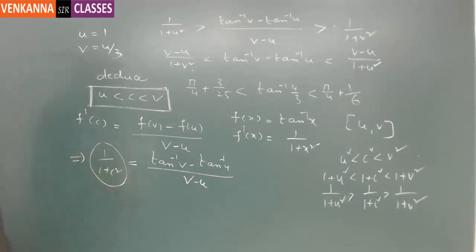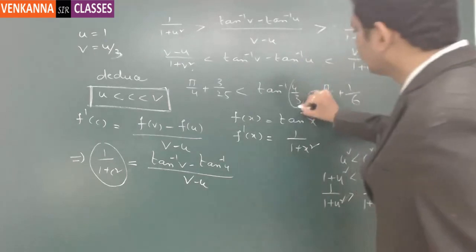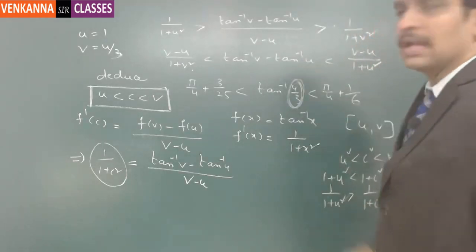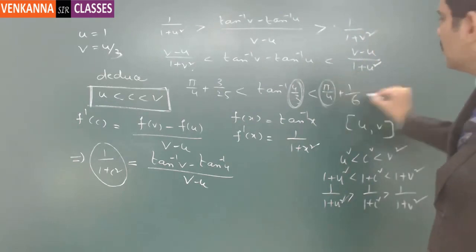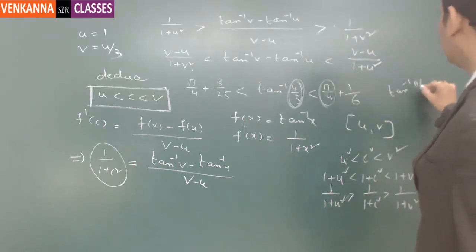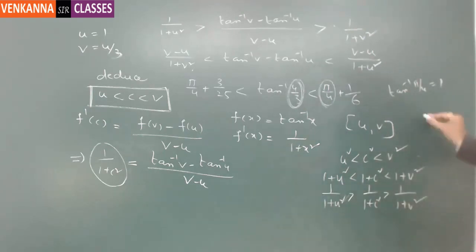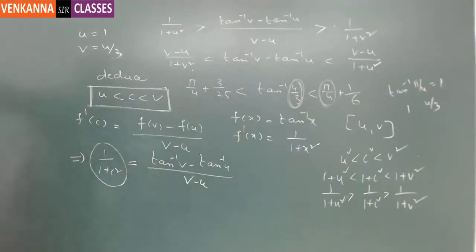Because 4 by 3 is evident in the inequality in the question, and one symbol is there, pi by 4. Tan inverse of 1 will be nothing but pi by 4. So you got two numbers, one number is 1, another one is 4 by 3. If you want to choose the interval, the smaller one will be taken as u and the larger one will be taken as v. So you are going to take u is equal to 1 and v is equal to 4 by 3. Accepted? So depending upon the inequality which is given there, we are going to take the necessary values of u and v.